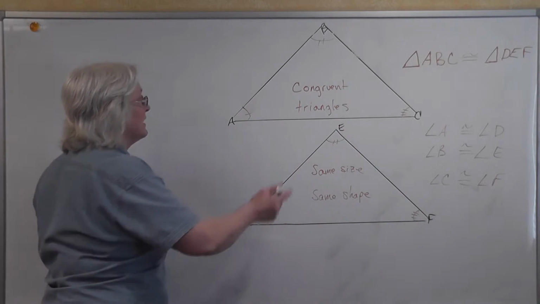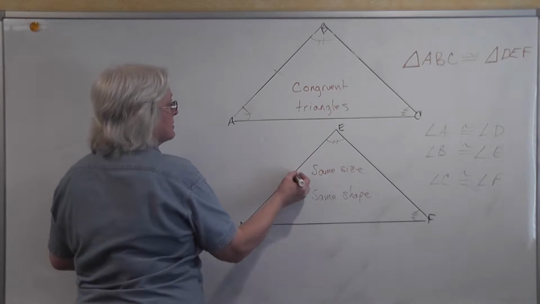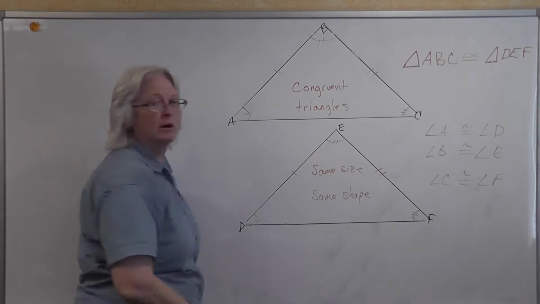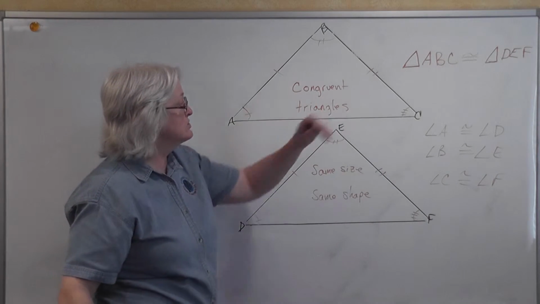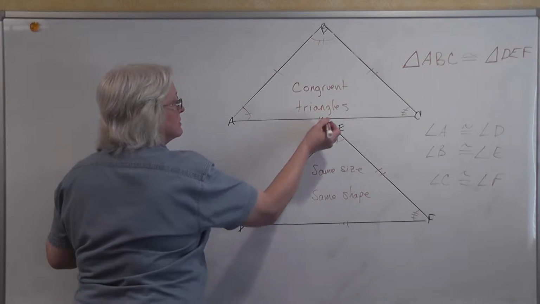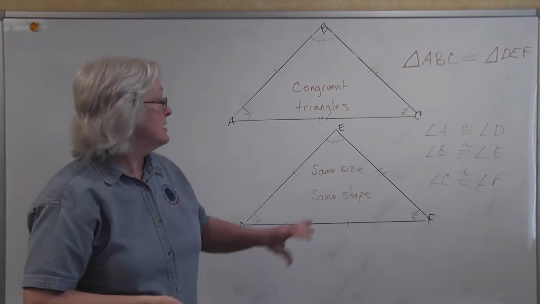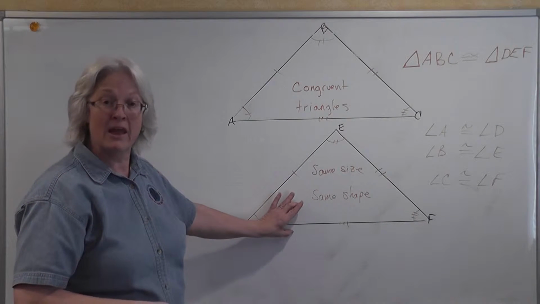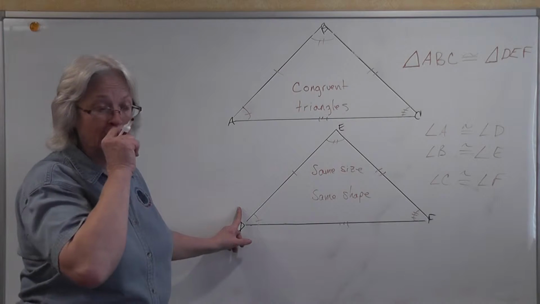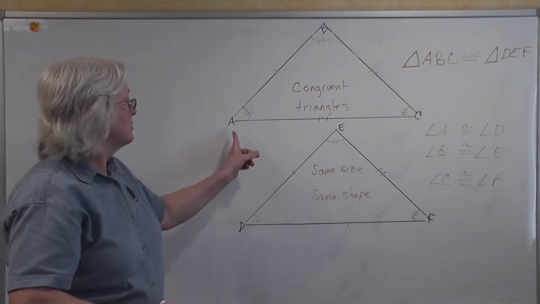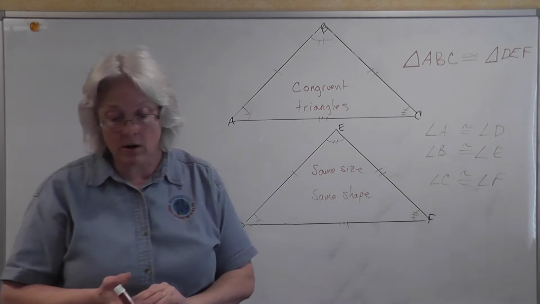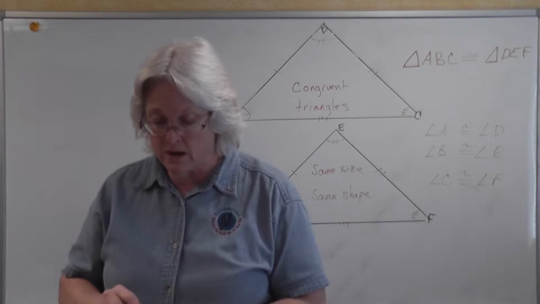Same thing with sides. Side has 1 hash mark. The second side that's congruent to this second side, line segment EF, gets 2 hash marks. This gets 3 hash marks. Congruent triangles have the same size and the same shape. Corresponding angles have the same measure, which means they're congruent. Corresponding sides have the same length, so they are congruent as well.